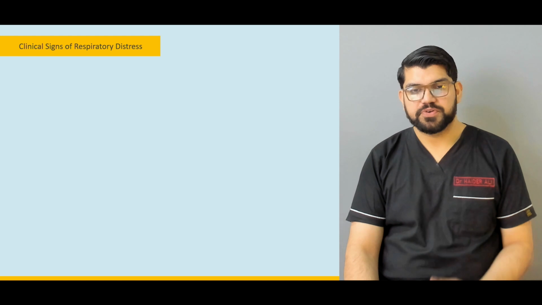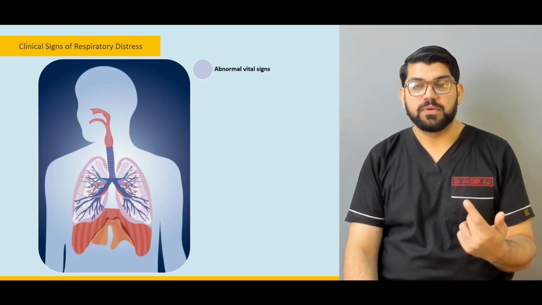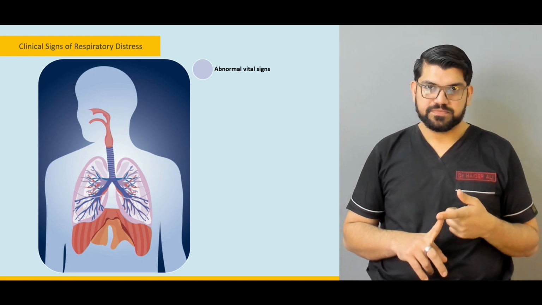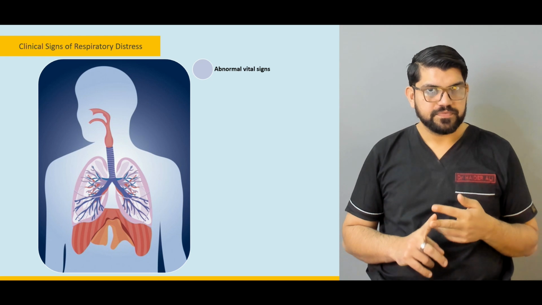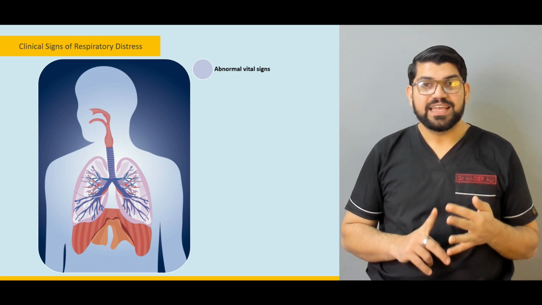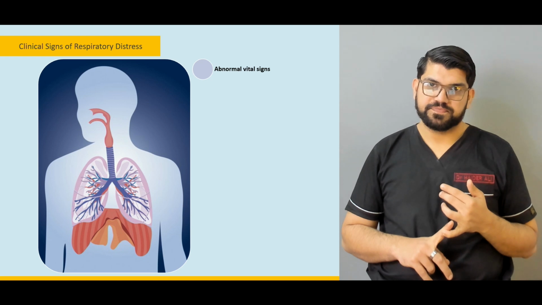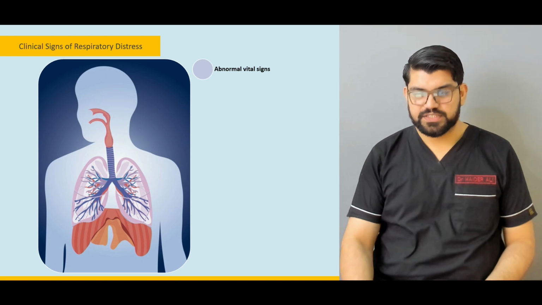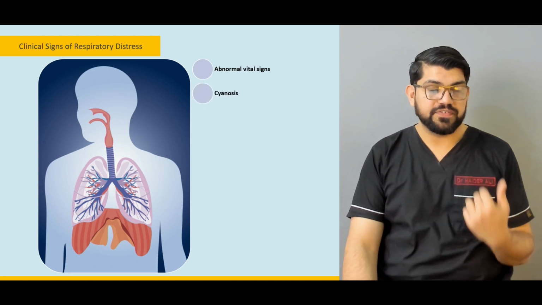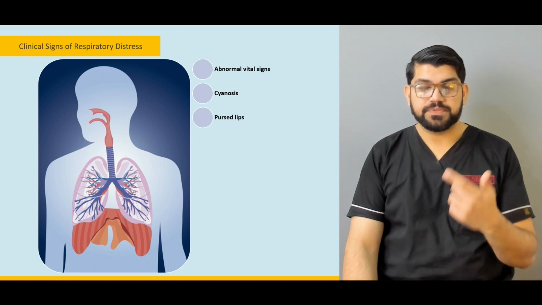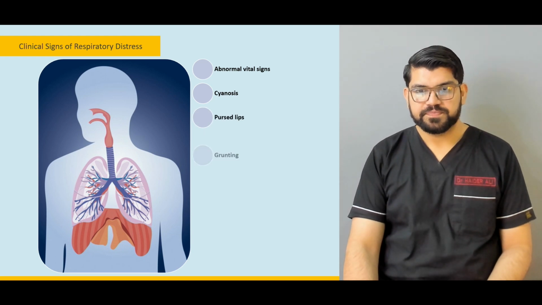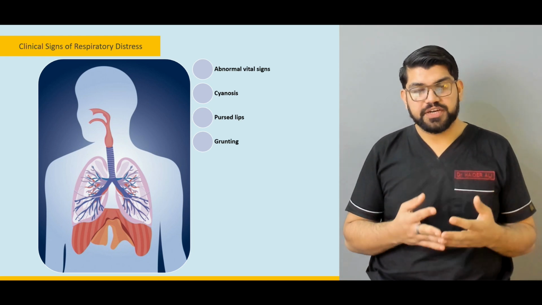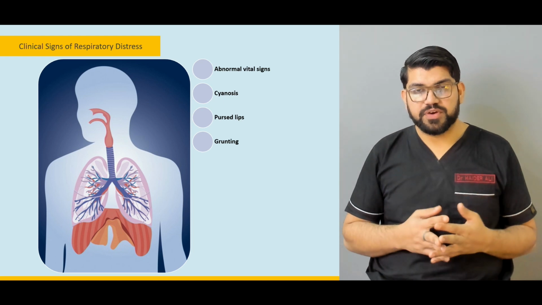So, clinical signs of respiratory distress, abnormal vital signs. How do you see abnormal vital signs? Tachycardia, tachypnea, hypotension, decreased pulse saturation or pulse oximetry, temperature. These are abnormal vital signs. Central and peripheral cyanosis, pursed lips, especially in COPD patients, grunting sounds. Patients who have aspirated, or patients with stridor or foreign body, can present with grunting sounds.